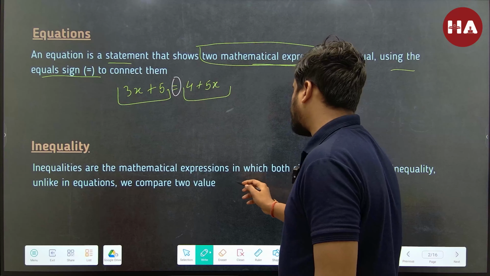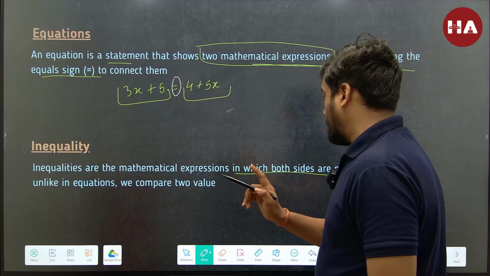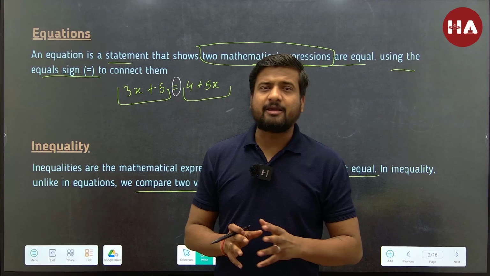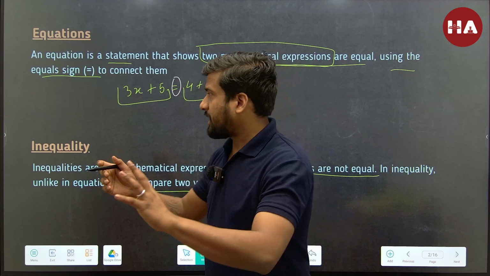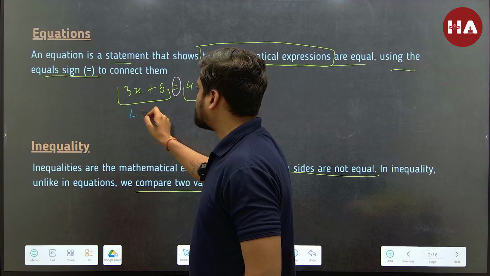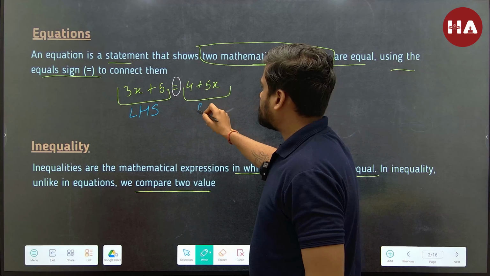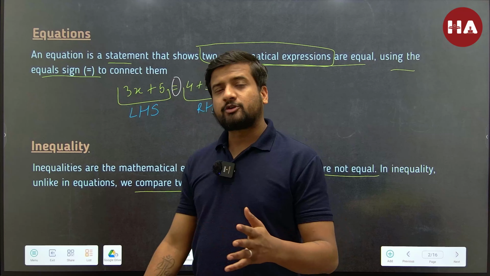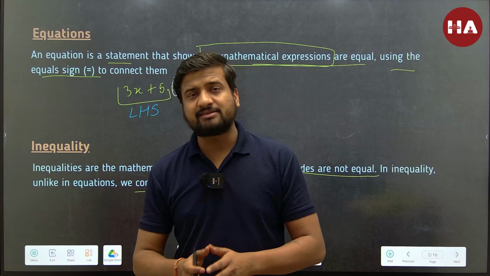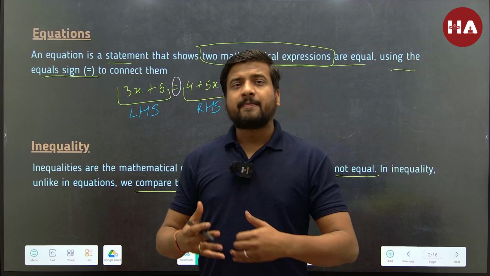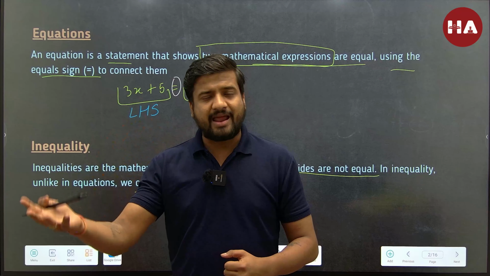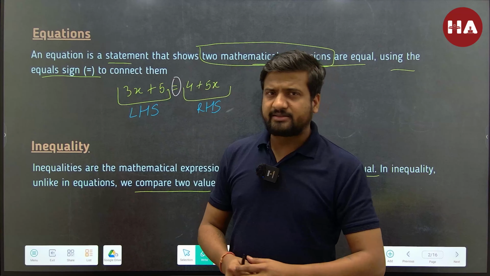Inequalities are mathematical expressions in which both sides are not equal. In an inequality, unlike in equations, we compare two values. In equations, the part to the left side of the equals is known as the LHS, and the part to the right is known as the RHS. In an equation, the left hand side and the right hand side are equal, but in inequalities they are unequal, meaning they will be compared: either the left hand side will be greater than the right hand side, or the right hand side might be greater than the left hand side.